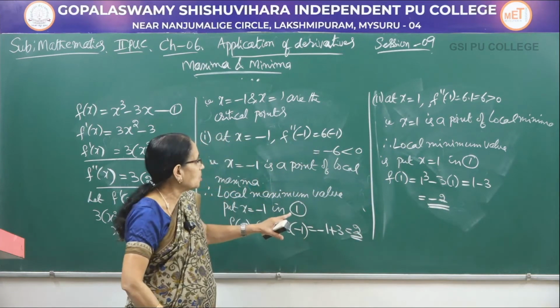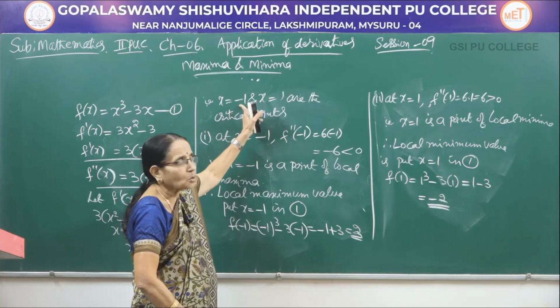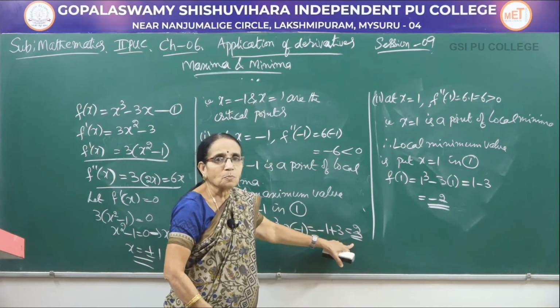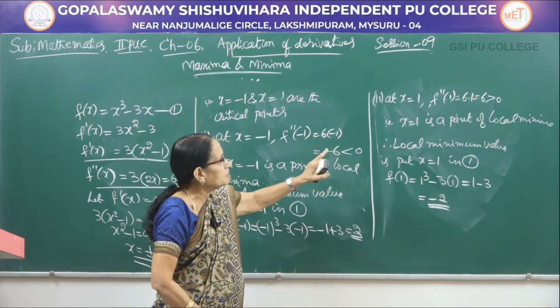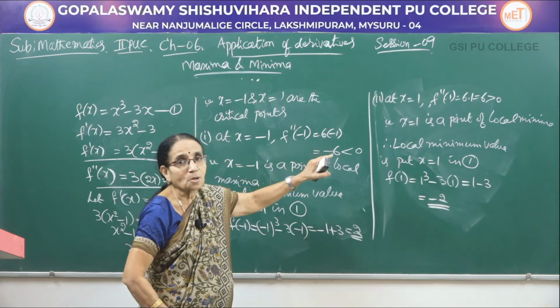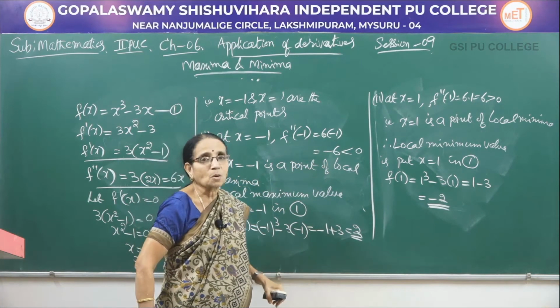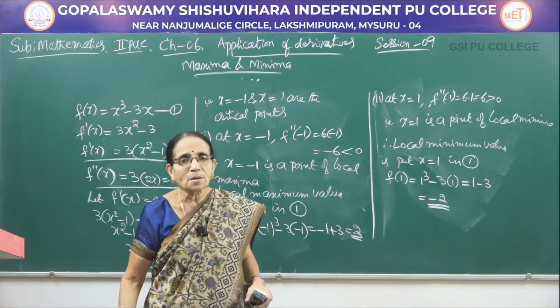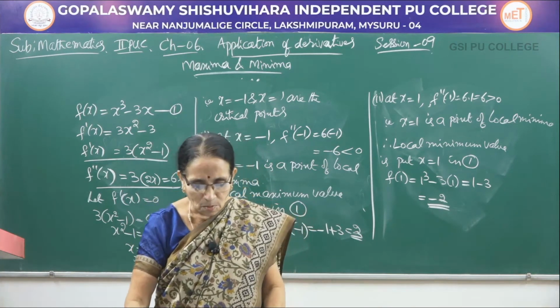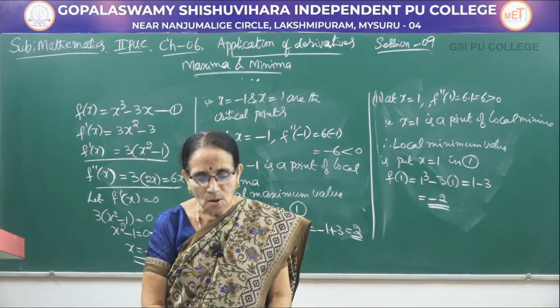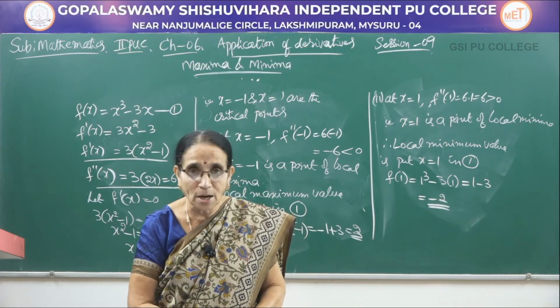So, what did we get here? The local maximum value which was attained at the point x equal to minus 1 is equal to plus 2, and the local minimum value which was attained at the point x is equal to plus 1 is equal to minus 2. So, the maximum value plus 2, the minimum value minus 2. So, this is how you have to find out.